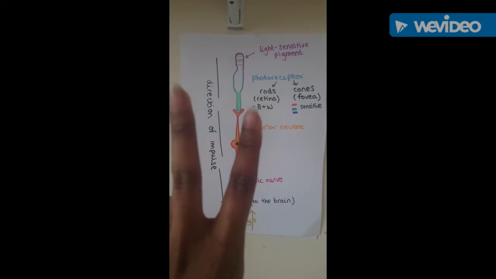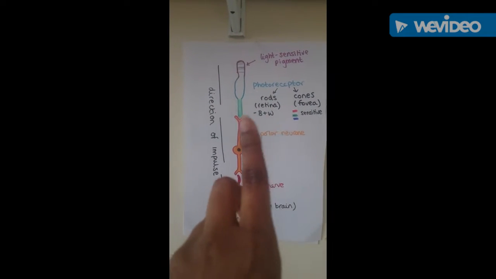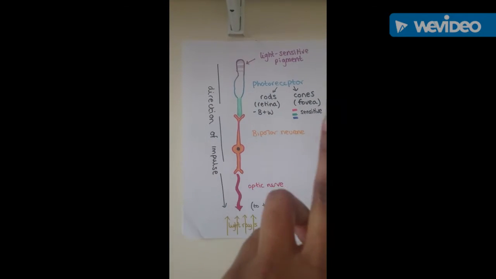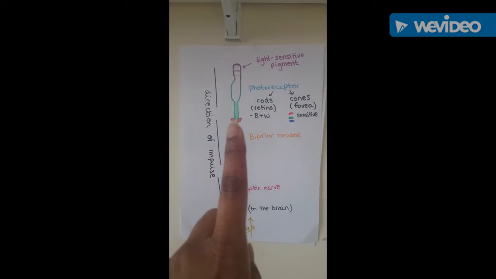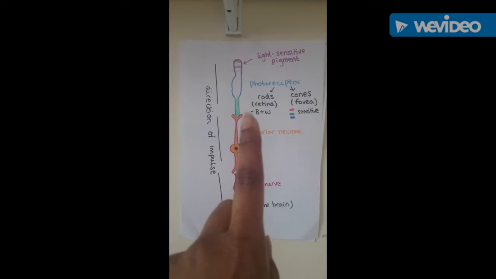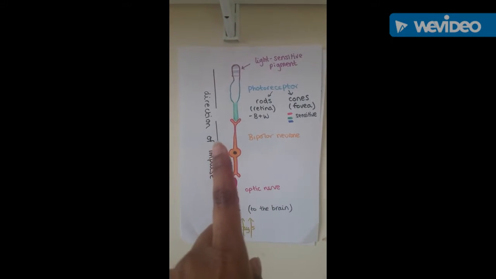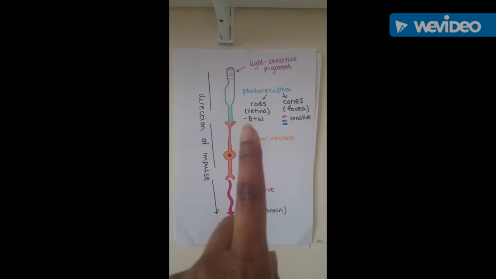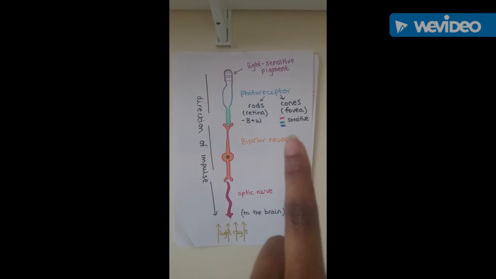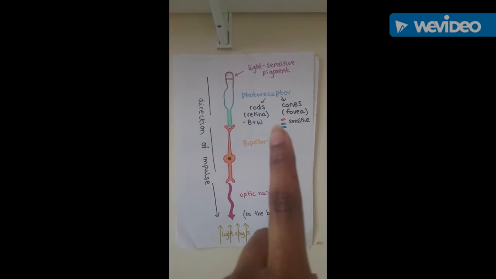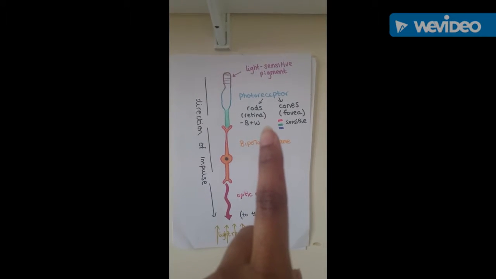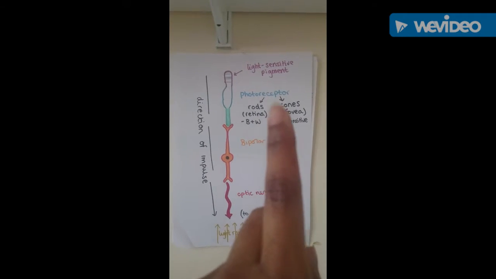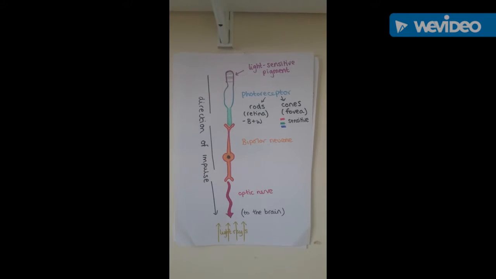Humans have two types of photoreceptors. We have rods and we have cones. Rods are found in the peripheral parts of the retina, and they give information in black and white. Whereas cones are packed together in the fovea, and there are three types: the red-sensitive type, the green-sensitive type, and the blue-sensitive type.